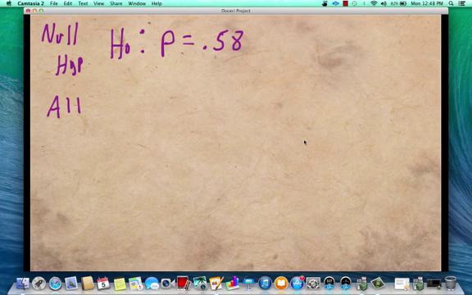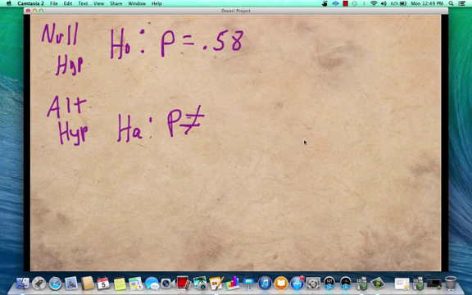Now, the alternative hypothesis, H of A. If it's changed, it didn't mention whether it is greater or less than what it used to be. So in this case, it's just not equal to 58% or 0.58. Since we're dealing with a not equal, we're going to run a two-tailed test.